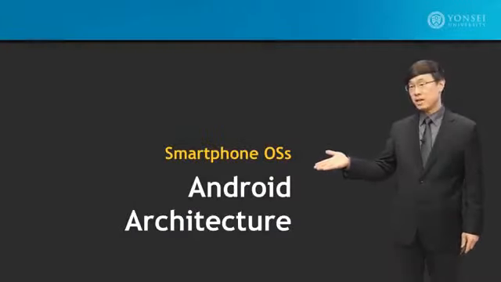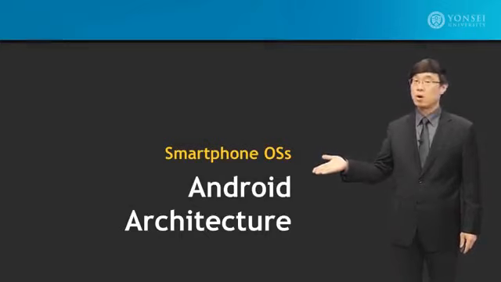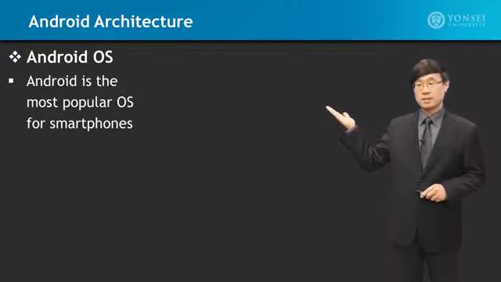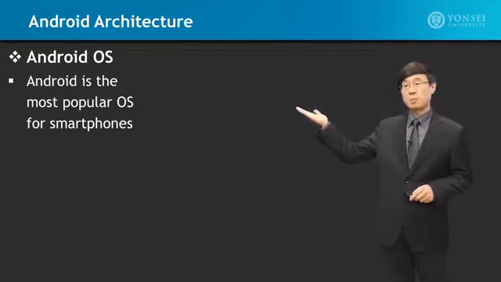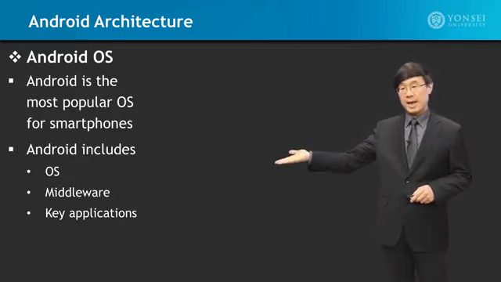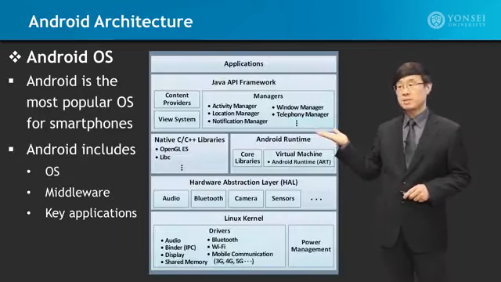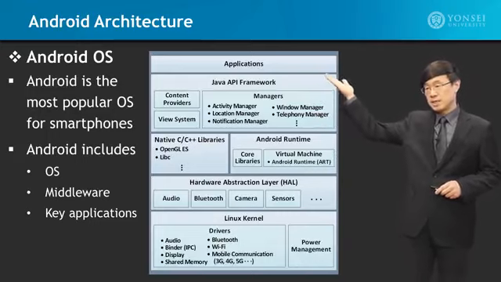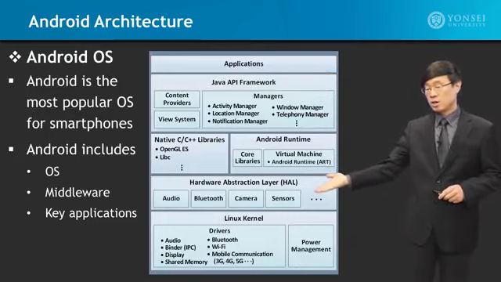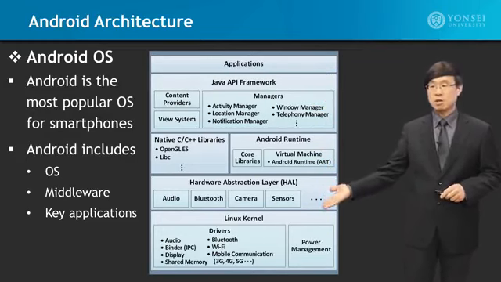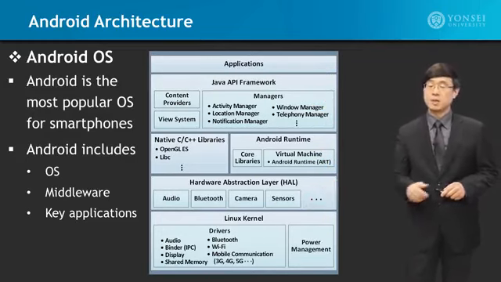Now let's take a look at the Android architecture, which is the world's most widely used operating system for smartphones. Android is the most popular operating system for smartphones, and it includes the operating system, middleware, and key applications based on this structure, where you can see the structure here, and it's based upon a Linux kernel. The Linux kernel includes drivers and power management tools.